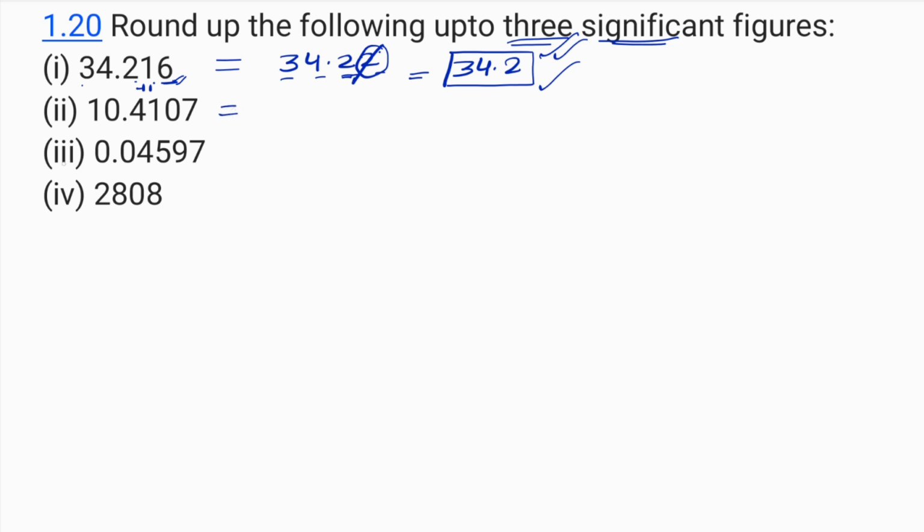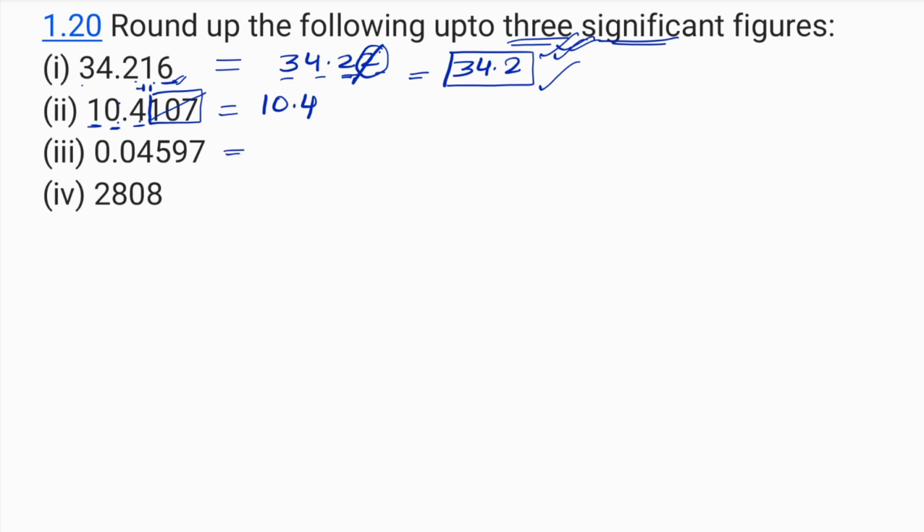Once again, we need only 3 significant figures, right? So we will count from the left hand side. This is a non-zero digit, there is a 0 digit, and there is once again a non-zero digit. This 0 will be significant. So 1, 2, 3, there are 3, and we need only 3 significant figures. So we are going to take this number up to here, and 107 should be omitted. Then it is going to be 10.4, right?